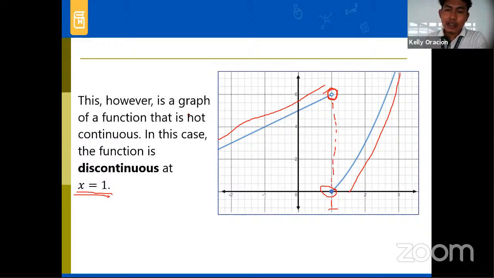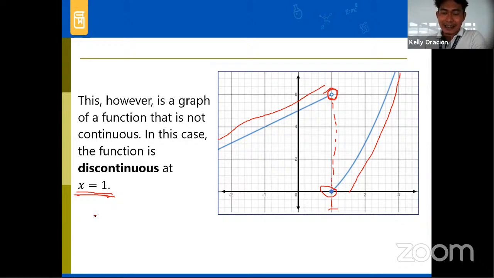So that means the graph is continuous at any point except x is equal to 1. That is the point where the graph becomes discontinuous. Again, the function or the graph is discontinuous. At what point is it discontinuous? At x is equal to 1, based on this graph. That is the graph with a hole.